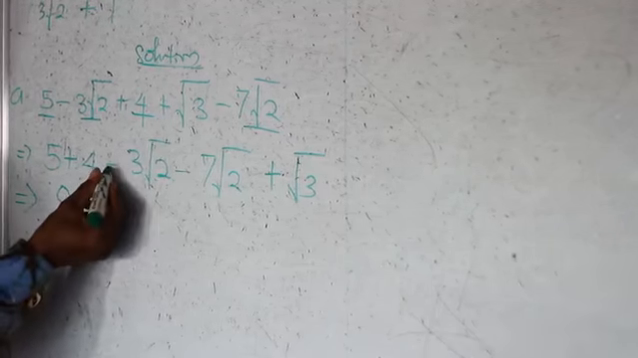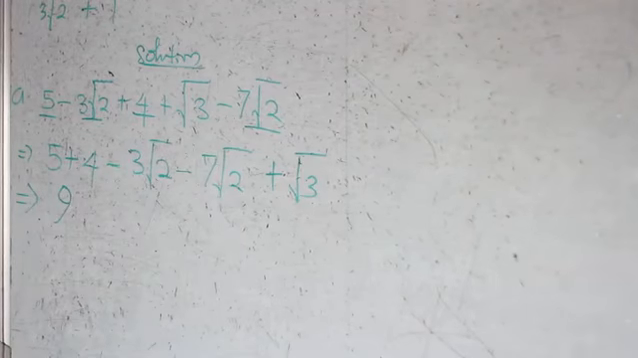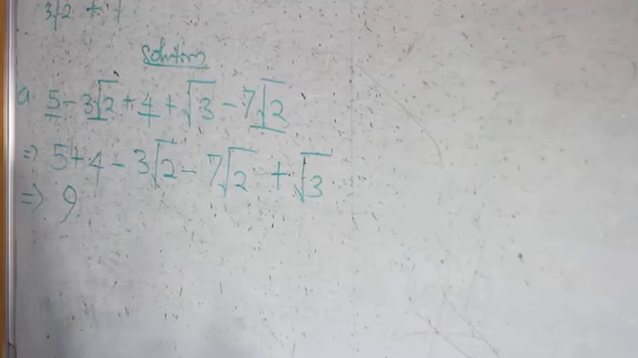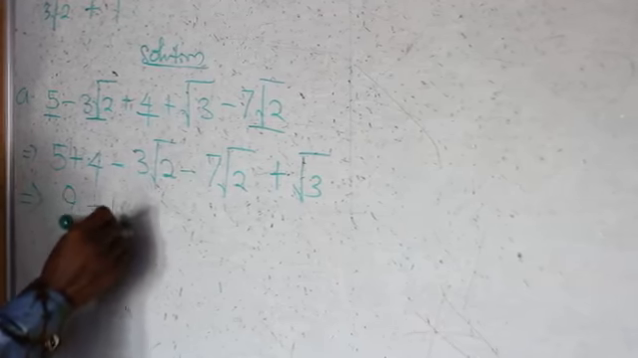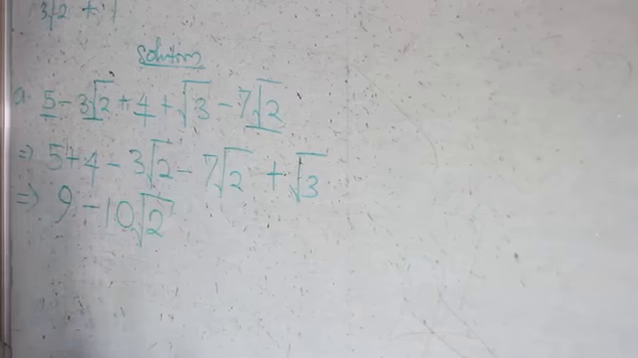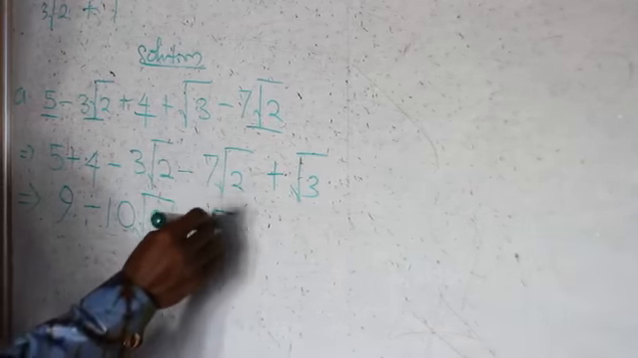This becomes minus 3 minus 7, which becomes minus 10. Very good. So we have minus 10. Then what is the root? Root 2, right? So we have plus root 3.